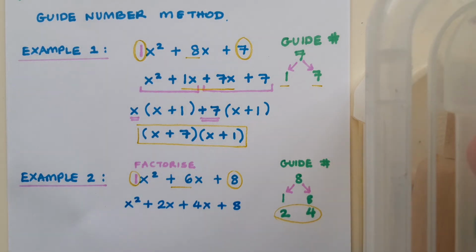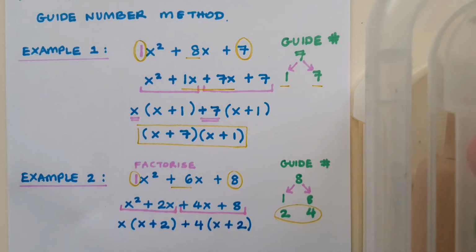Now I'm going to factorise. So looking at my first two terms, what can I factorise from them? I can factorise x out of both of these terms. What do you think should go in the bracket? It should be x plus 2. I also need to factorise plus 4x plus 8. What can I factorise out of both of these terms? I can factorise out plus 4. What do you think should go in the bracket? It's x plus 2. And notice that both of the brackets are identical.